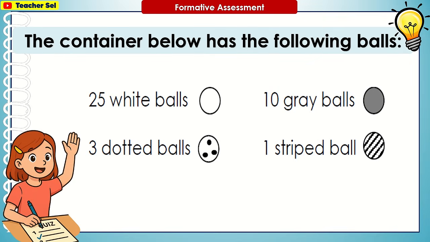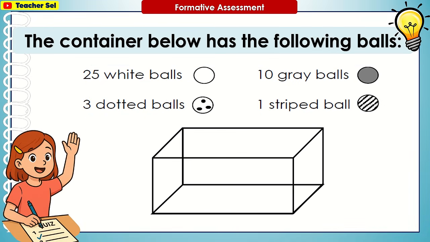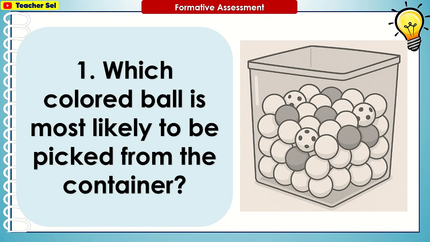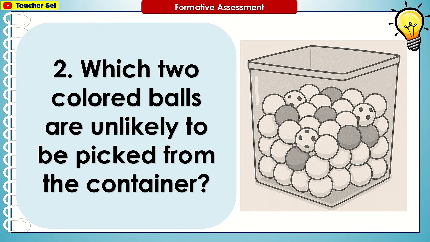The container below has the following balls: 25 white balls, 3 dotted balls, 10 gray balls, 1 striped ball. Which colored ball is most likely to be picked from the container? Which two colored balls are unlikely to be picked from the container?